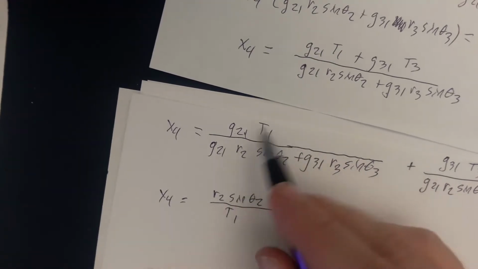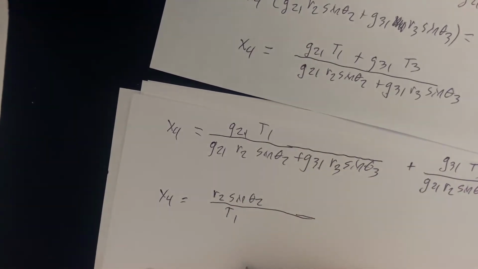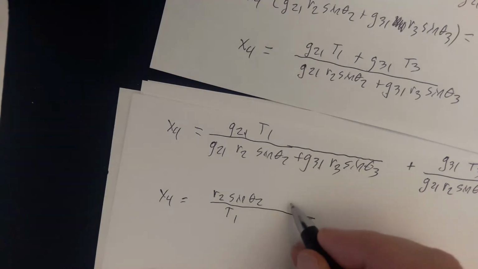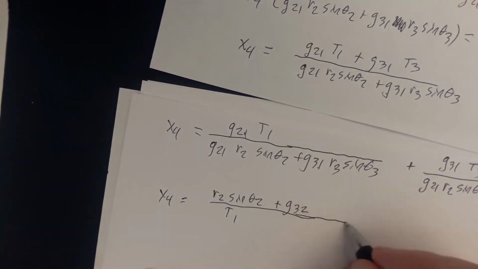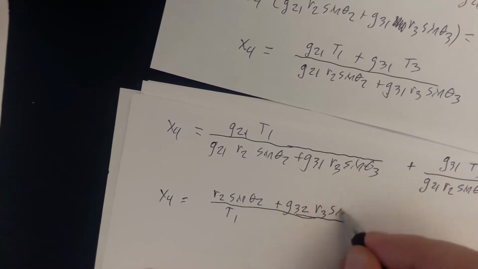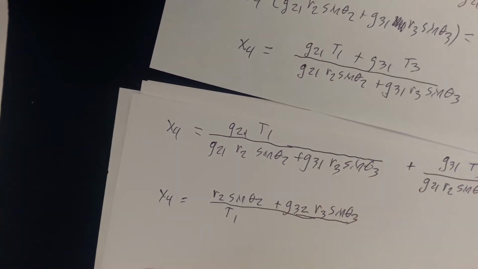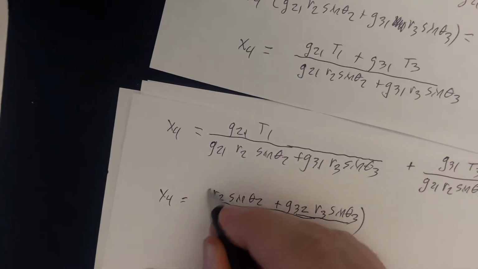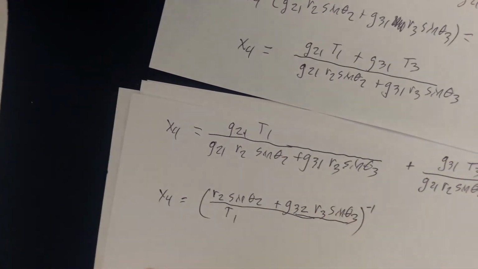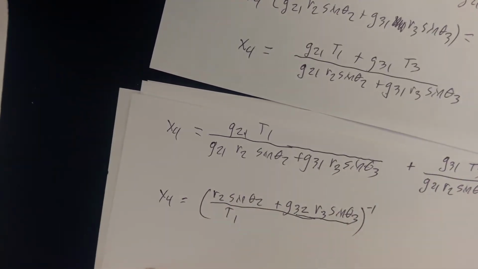Now g31 divided by g21 is going to be g32 r3 sine theta 3, something like that. But in order for that to be equal to the thing above it, I've got to take that to the -1 power. Okay.